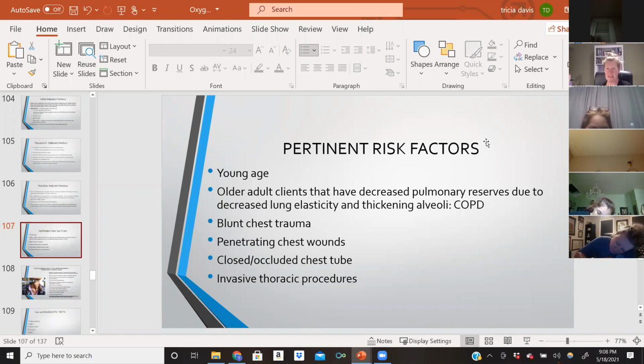Penetrating chest wounds, stab wounds, gunshots. If a patient has a chest tube and it becomes occluded or gets clamped for some reason, that can cause a pneumothorax. And then any kind of invasive thoracic procedure that we're doing, so a thoracotomy, a thoracentesis, a central line. Anytime we have those things, we want to make sure we do an x-ray when we're done to make sure we haven't caused any damage.